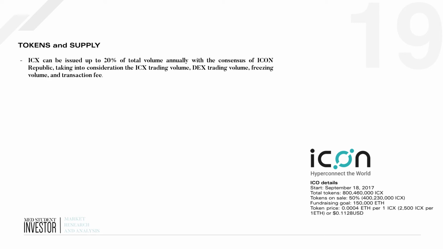ICX can be issued up to 20% of total volume annually with the consensus of Icon Republic, taking into consideration the ICX trailing volume, DEX trailing volume, freezing volume, and transaction fee. However, ICX is not directly issued but by providing nodes with the right to issuance. These rights are granted to the nodes on Icon Republic, and each node is entitled to receive ICX from the Icon Foundation by exercising its rights. Each node may exercise its rights at any time and does not have to exercise immediately. Rights granted to each node are determined based on the ICX issuing scoring system, and each node is granted in accordance to its II score. Nodes in Icon Republic can acquire ICX by exercising their rights.